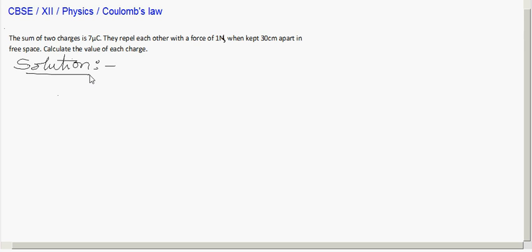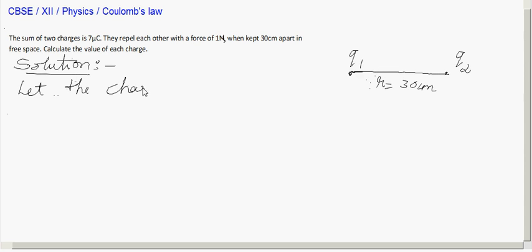Let us assume the first charge as x microcoulomb. So let us say we have two charges Q1 and Q2. We don't know the value of Q1 and Q2. We need to find out. And the separation of 30 centimeter is given. Let the charge Q1 equal x microcoulomb. We don't know, so let us take it as x microcoulomb.